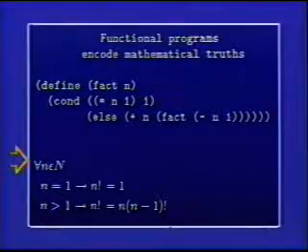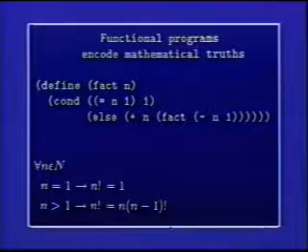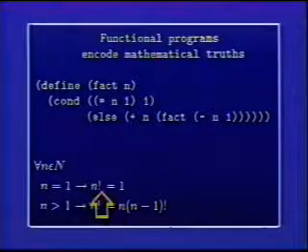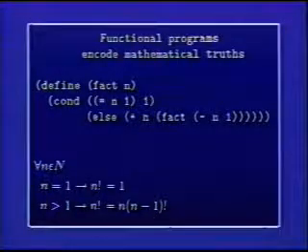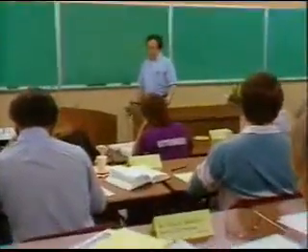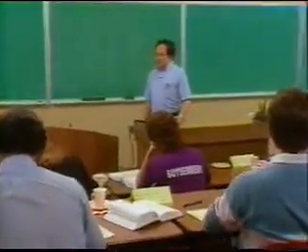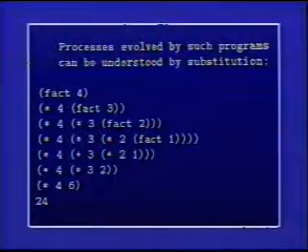Written down in some other obscure notation that you might have learned in calculus classes, mathematical logic, what you see there is: if n equals 1, the result for n factorial is 1. Otherwise, for n greater than 1, n factorial is n times n minus 1 factorial. True statements. That's the kind of language we've been using. And whenever we have true statements of that sort, there's a way of understanding how they work, which is that such processes can be evolved by substitution.